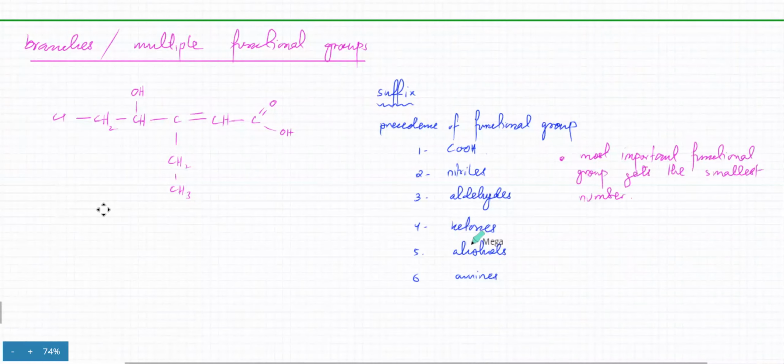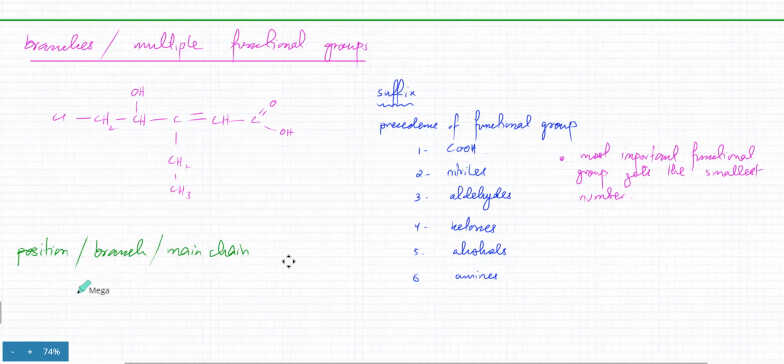So the first part is done. Now what's the format? How would you start naming it? One thing is, molecules are going to be named as position, branch, and then your main chain. Okay, so there are three parts to the name. You'll have your position, you'll have your branch, and then your main chain. Okay, so it's going to be named in three parts.